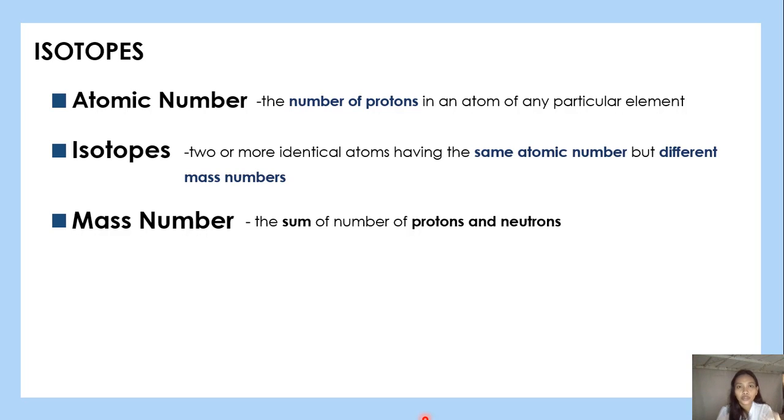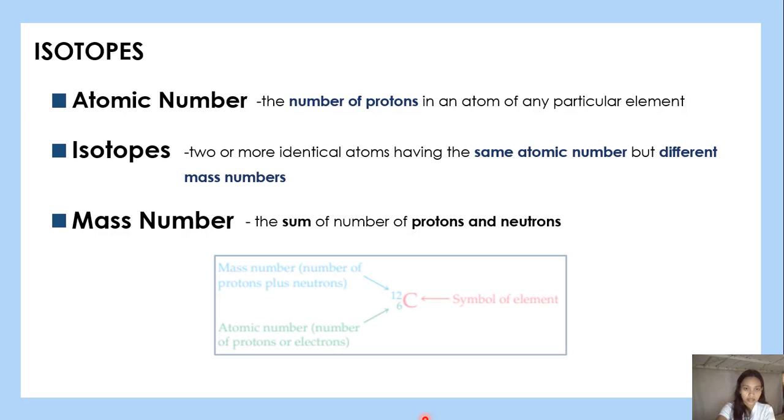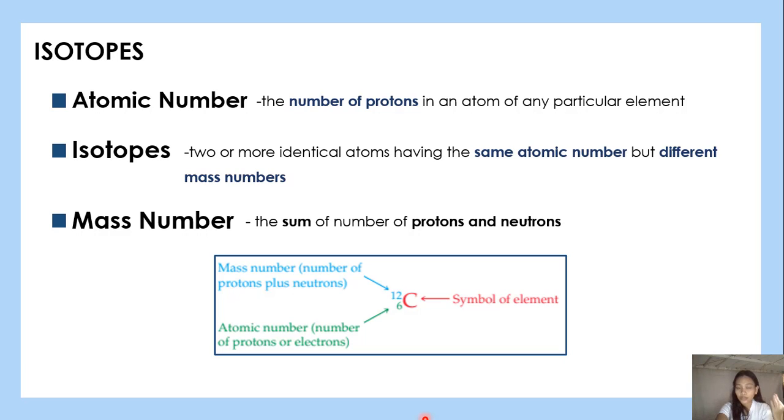Since we already know that atoms are electrically neutral because they contain electrons and protons in the same number, that means the number of protons in an atom is equivalent to the number of electrons, making them electrically neutral. So that is it. Here we have the format of how the symbol of an element is usually written. We have a superscript, which is the mass number, and a subscript, which is the atomic number.